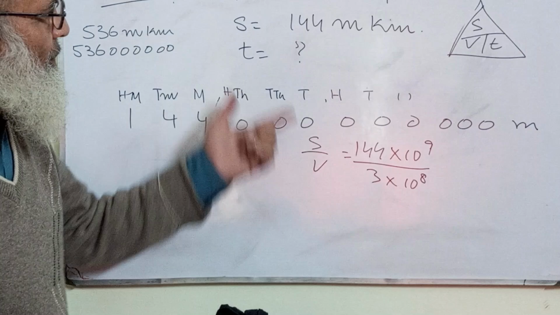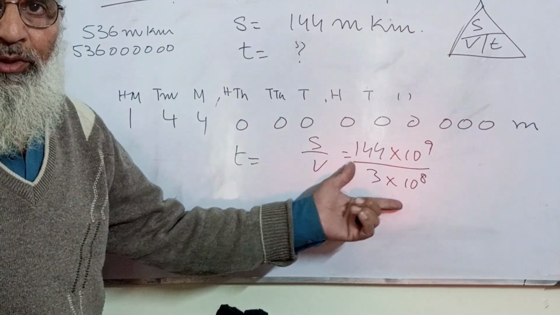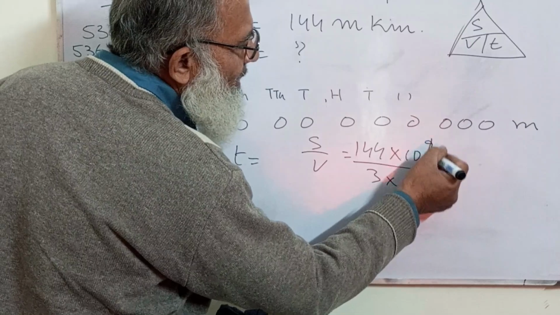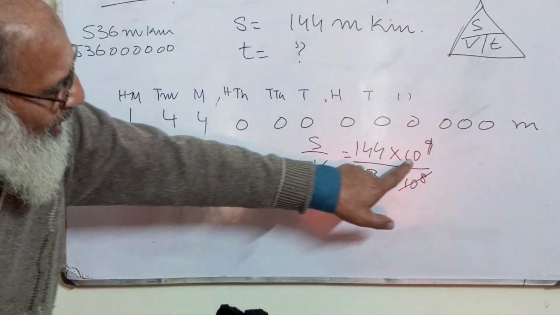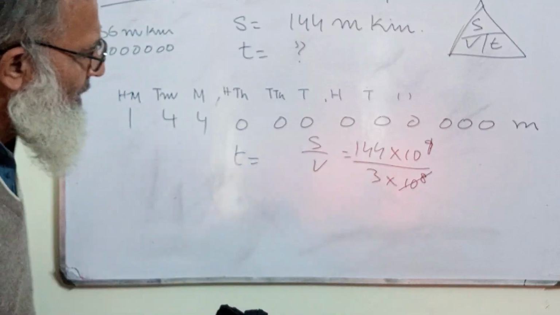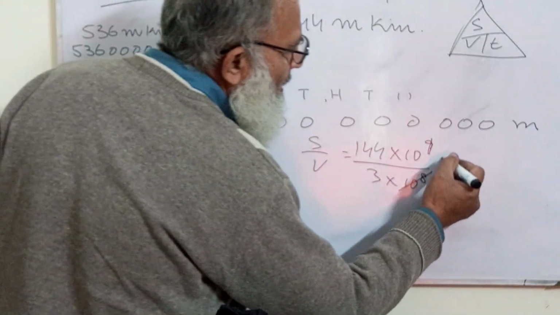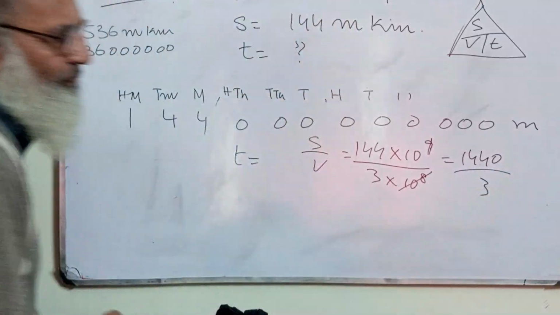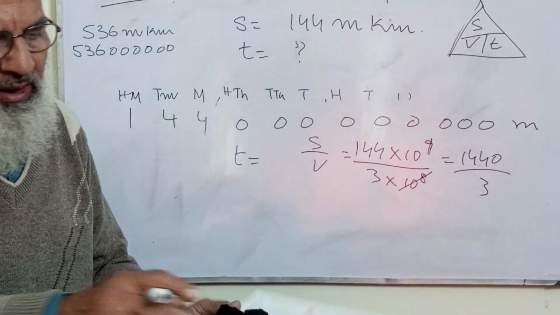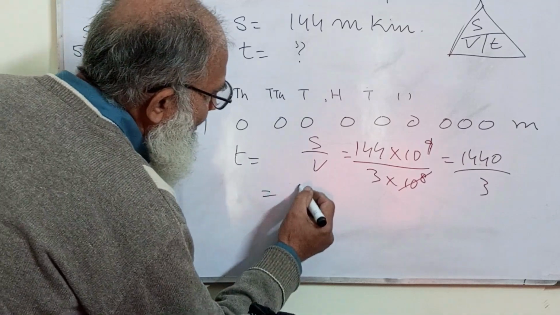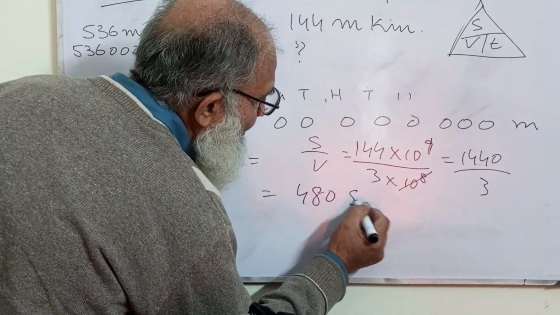3 into 10 raised to power 8. So I manipulated the values. So these 8 will be cancelled with this. Okay, only 1 will be left, and we don't write 1 over here. So it means that we are left with 1440 divided by 3. So what is this? 1440 divided by 3 is 480. It will become 480 seconds.